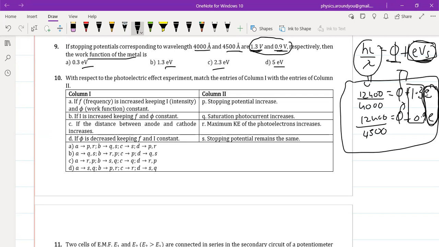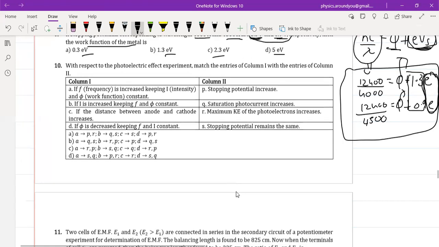You can make use of that, but there's only one variable. Do we get two work functions? No, we don't get two work functions. So that is about it. Whichever is the least, you can go for that. That is question number 9.